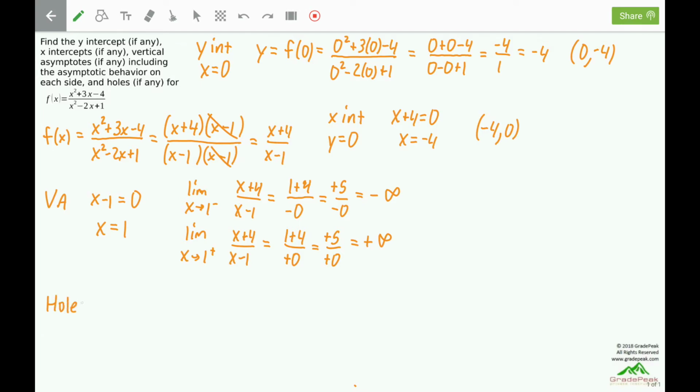The last thing to find are any holes in the graph. These are found by factoring and looking at what factors fully canceled out of the denominator. Now, x minus 1 did cancel from the numerator and denominator, but there was an x minus 1 left over in the denominator. Since it did not fully cancel out all of the factors of x minus 1 in the denominator, there are no holes. Holes only occur when the factor cancels all of those in the denominator.